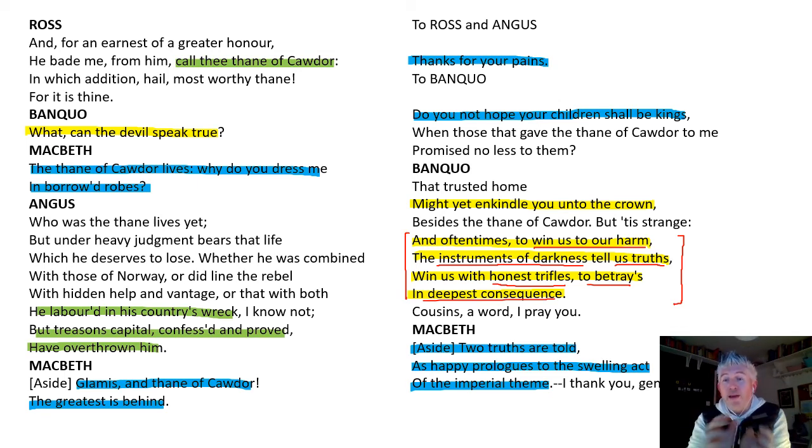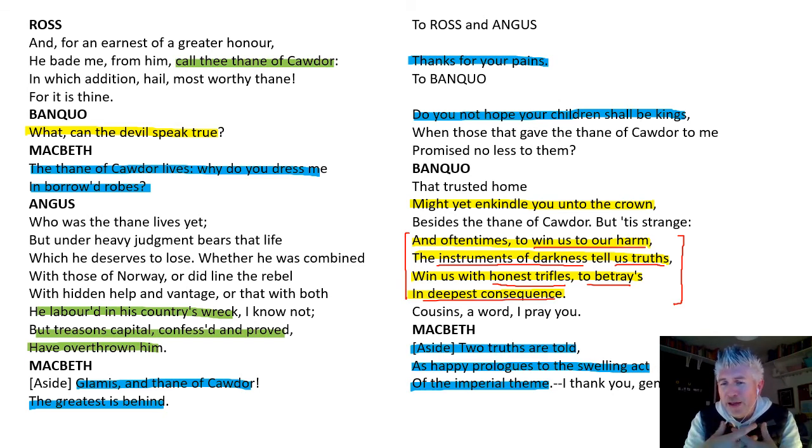A prologue is the part of a play or a story that goes before the main thing starts. So it's like the introduction. So he sees the Thane of Glamis and the Thane of Cawdor as being an introduction to what he calls the swelling act of the imperial theme. And that's a reference to him becoming bigger and becoming king.